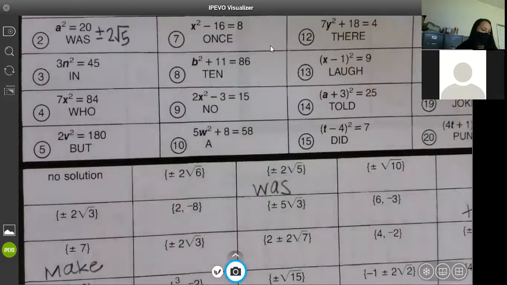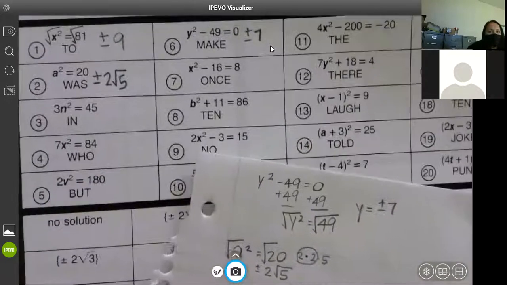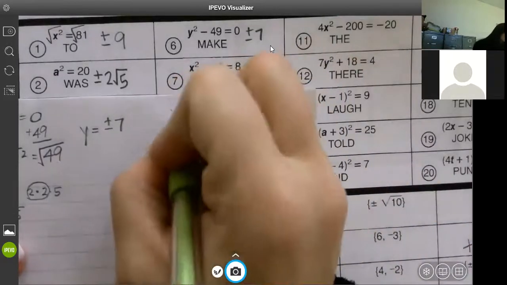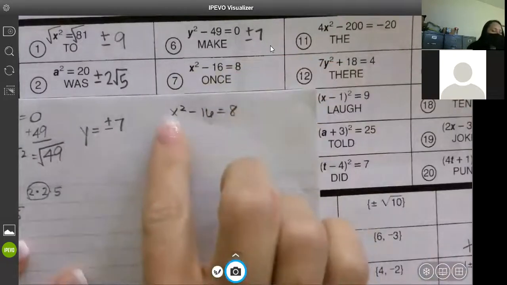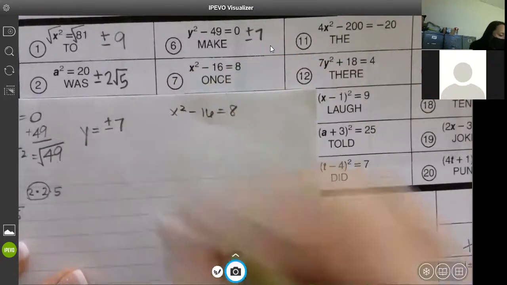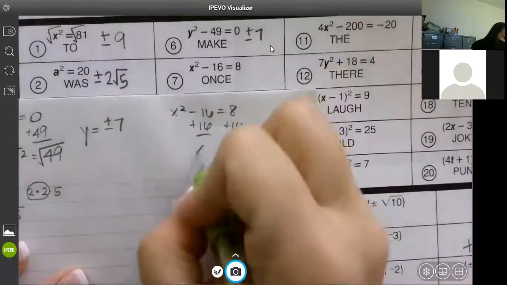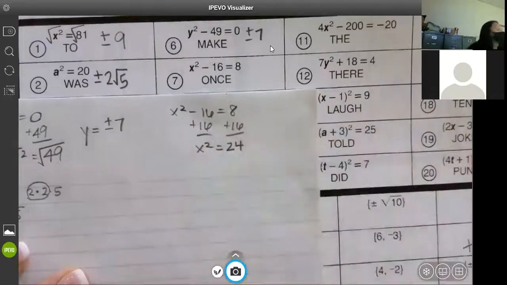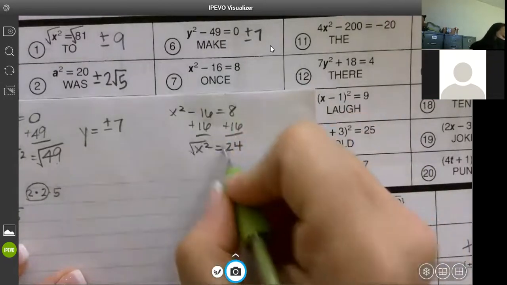Gonna keep going. We're gonna look at number 7. How do I get that x squared by itself? Add 16, very good. I get x squared equals 8 plus 16 is 24. Do your little checky box or your square root.